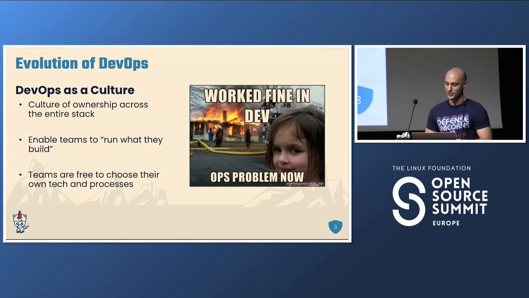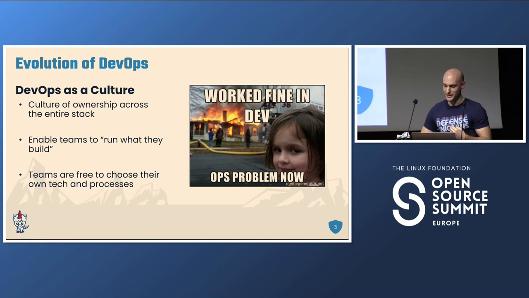team structure. So for DevOps as a culture, what we're getting at is this idea of shared ownership across the entire stack. Instead of having, say, an app team and an ops team off working in silos, and the app team throws their code over the wall to the ops team, you would have these true full stack engineers who are not only writing application code, but they're also responsible for deploying and operating that code in a production environment.